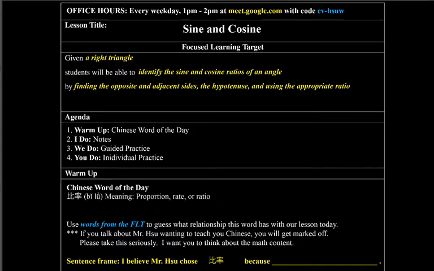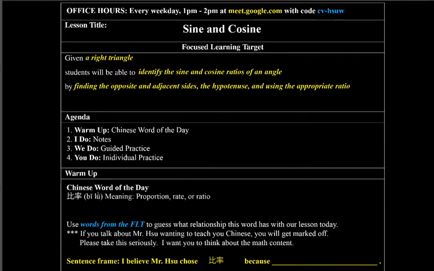Alright, I'm going to talk about the word of the day real quick. So it is 比率, which means proportion, rate, or ratio. So when you're comparing two different things, that's how much between them, or how much one turns into the other. That is what a ratio or proportion is. Usually it's represented by division. So when you're doing something over something in math.